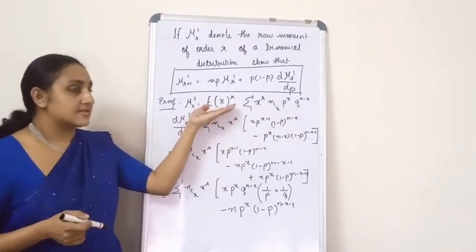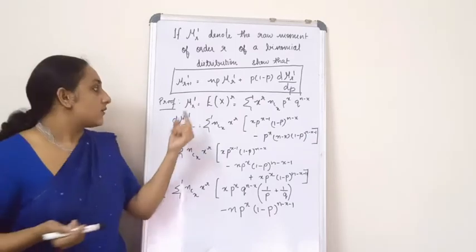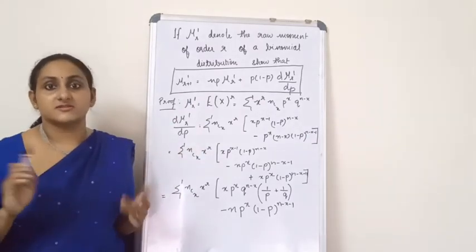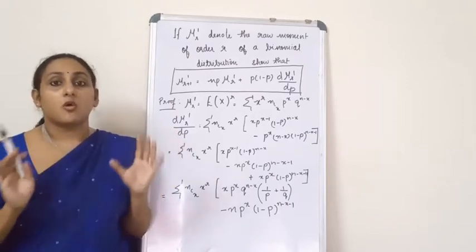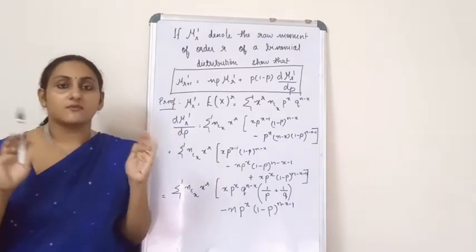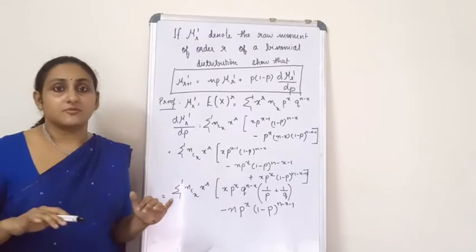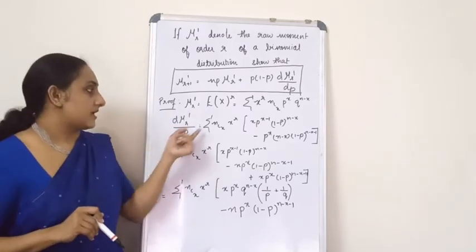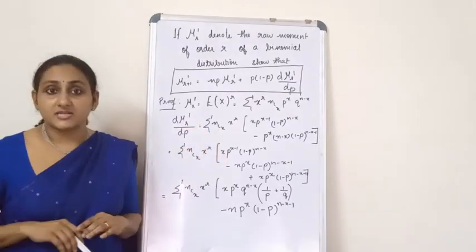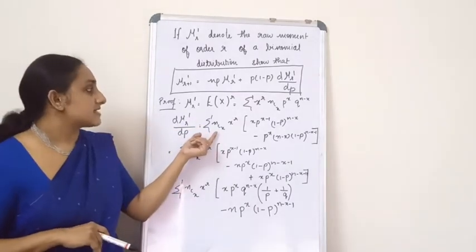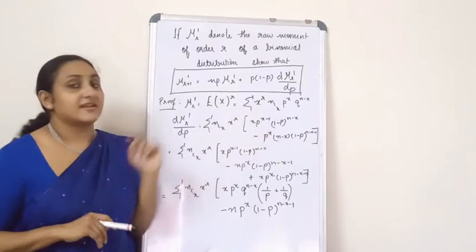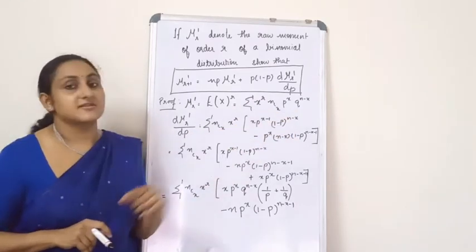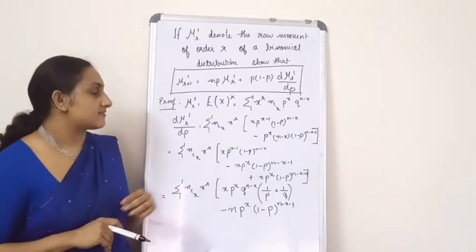Now after getting that, what we did was we differentiated mu r dash, or in the recurrence relationship of the central moments, what we did was we differentiated mu r with respect to p. In a similar way, we are going to differentiate mu r dash with respect to p. So when I differentiate mu r dash with respect to p, I get summation. Here nCx and x raised to r, I am going to take this outside, and I am only going to consider p raised to x and q raised to n minus x for the time being.